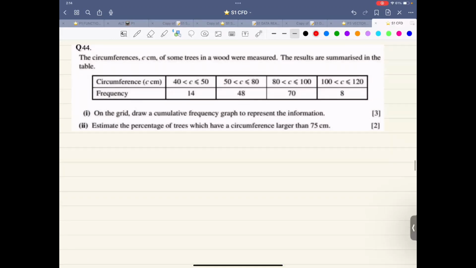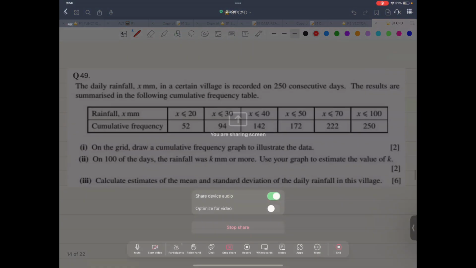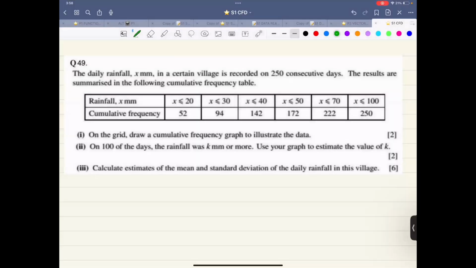Okay, over here, we have the same kind of question, nothing special. All we have to do is to convert from frequency distribution to cumulative frequency distribution. The boundaries are already given. Now let's look at this particular question. It says the daily rainfall X millimeters in a certain village is recorded on 250 consecutive days. That's the sum of frequency, and that corresponds to the last value in a cumulative frequency distribution. The results are summarized in the following CF table. So first of all, this one is a cumulative frequency table.